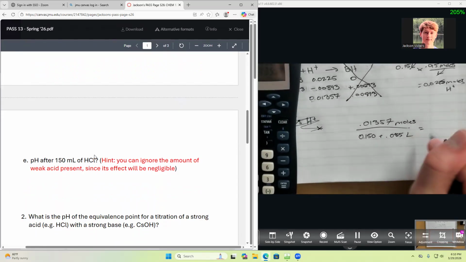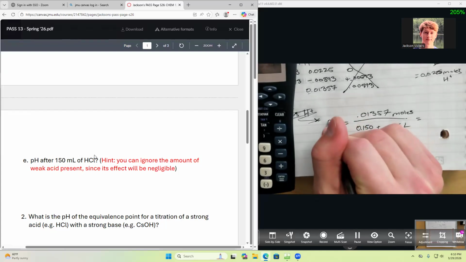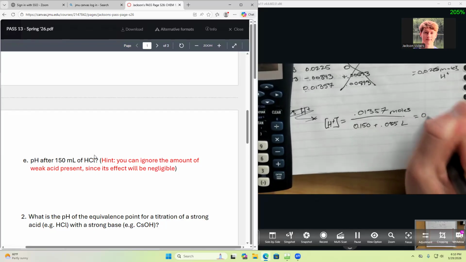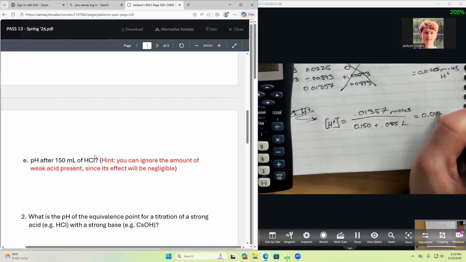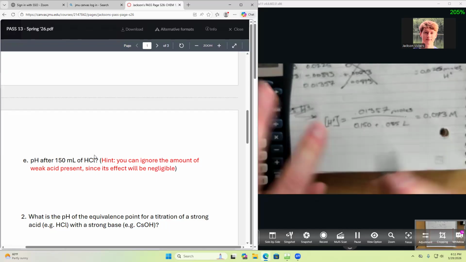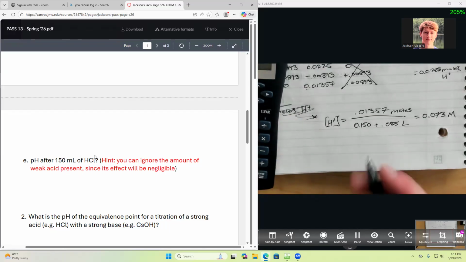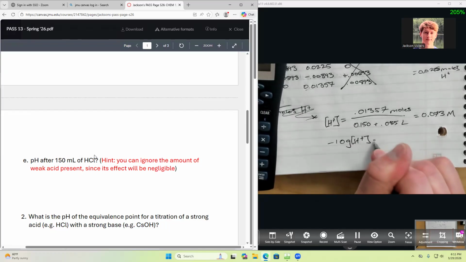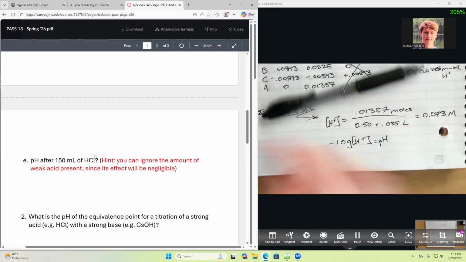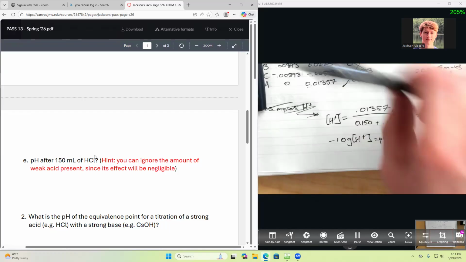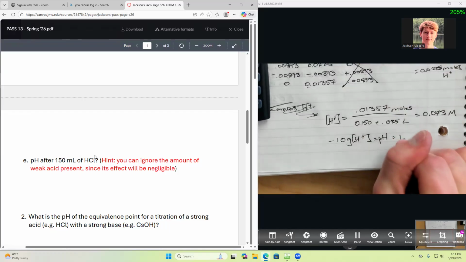So I get a molarity of our H plus as 0.073. And again, anytime you have the concentration of H plus, that's when we do negative log of it to get pH. So negative log of 0.073 is a very small number. It's 1.14.